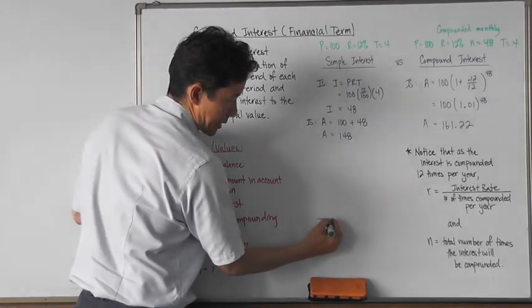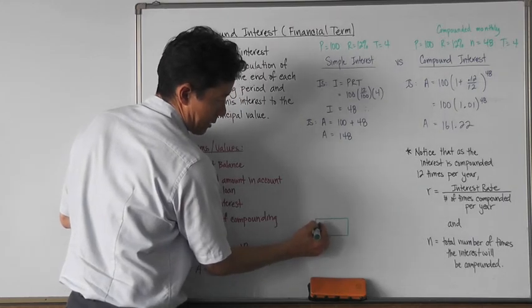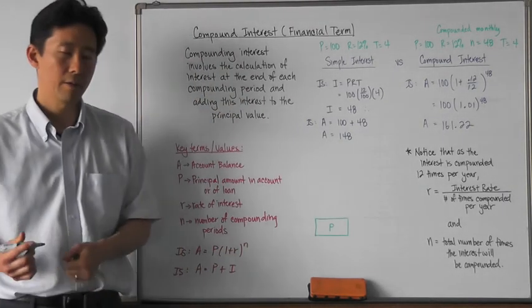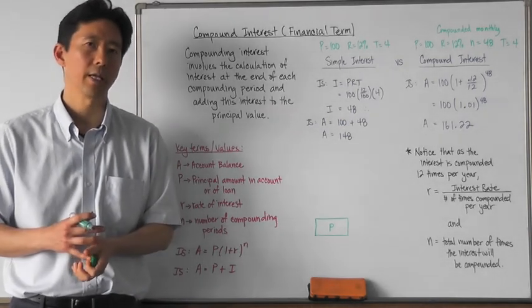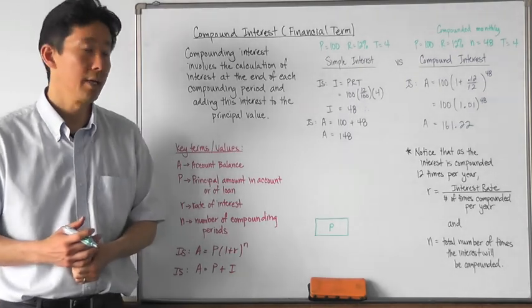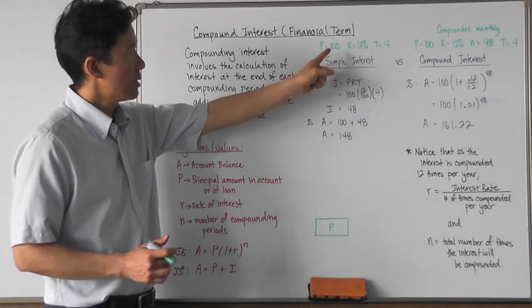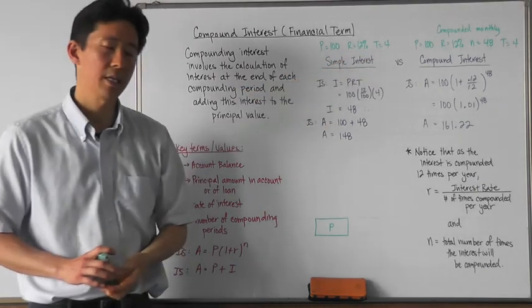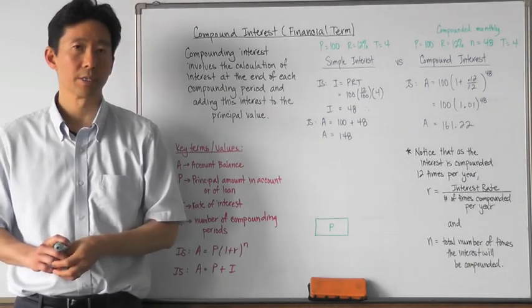Say, for example, that this is your principal. This is the amount of money that you put into the bank. Now, with simple interest, what we did is we just calculated how much interest we had. So let's say, for example, here's a simple interest example. The principal is 100, the rate is 12%, and we're going to leave that money in the bank for 4 years.